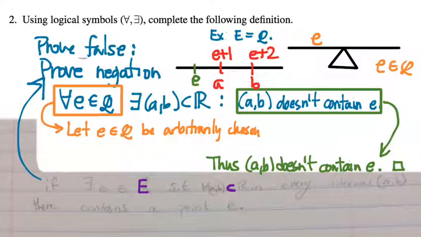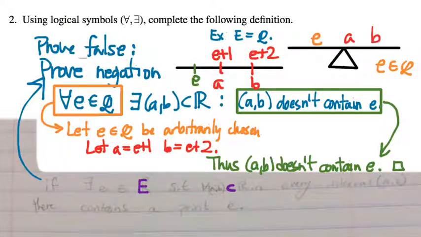And so at that stage, we are being the creators, right? Let's let A equal E plus 1 and B equal E plus 2. So now we've introduced the reader to two new players, A and B. And we've said what they are. A is E plus 1, B is E plus 2.